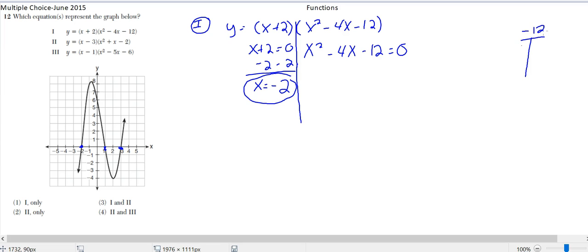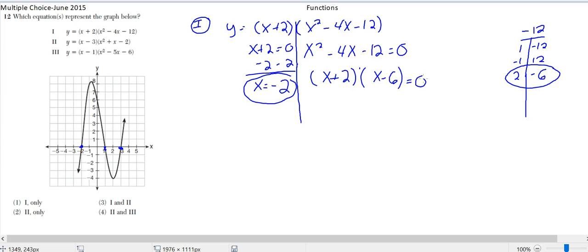Factors of -12 are 1 and -12, -1 and +12, 2 and -6, which are the factors that add up to -4, so these are the ones we're going to use. Let's write out the factors. X plus 2 times x minus 6 is equal to 0. And now we're going to set each of the factors equal to 0. X plus 2 is equal to 0, and x minus 6 is equal to 0. We're going to solve each of these for x, -2 and -2. X is equal to -2.